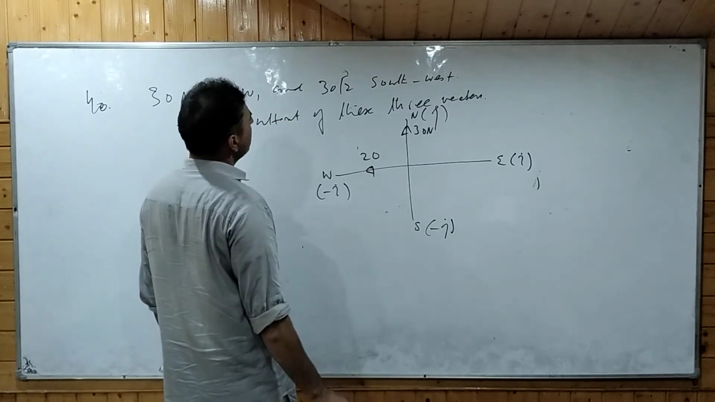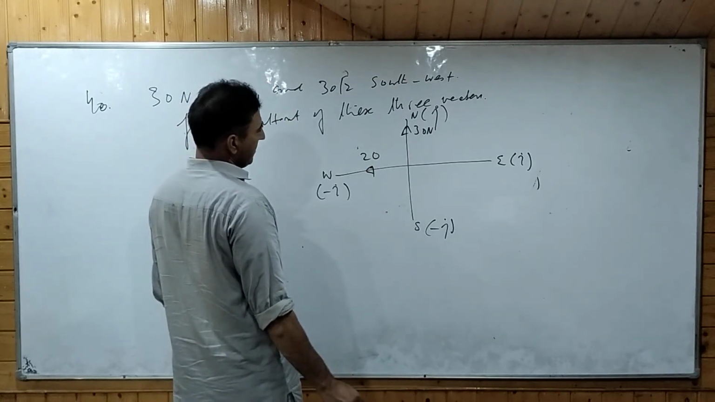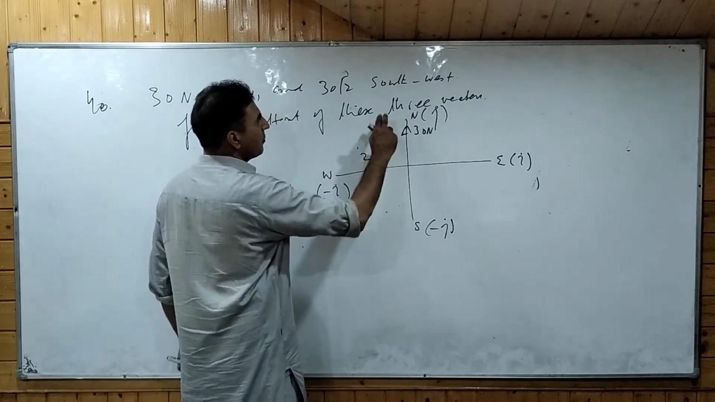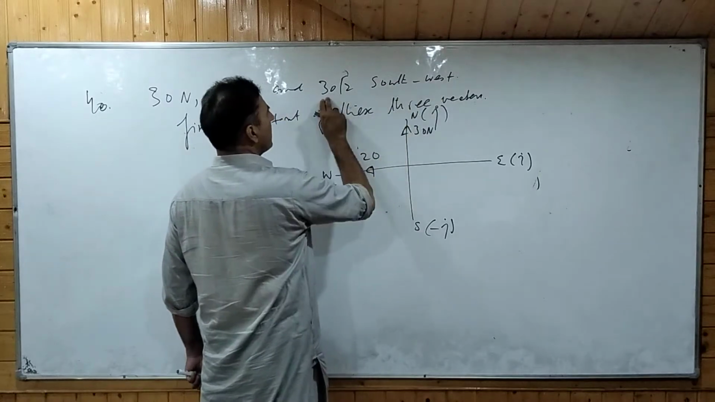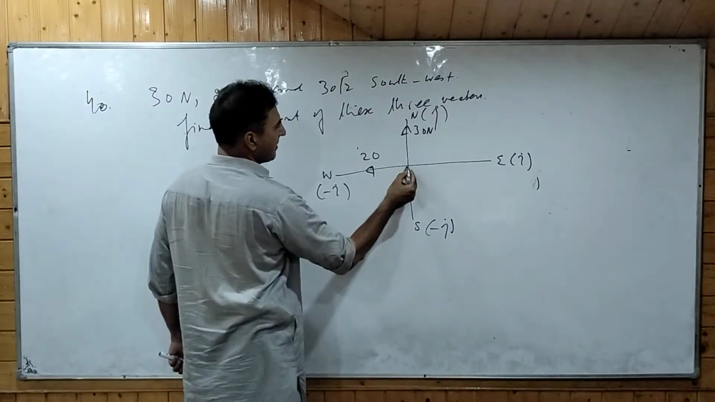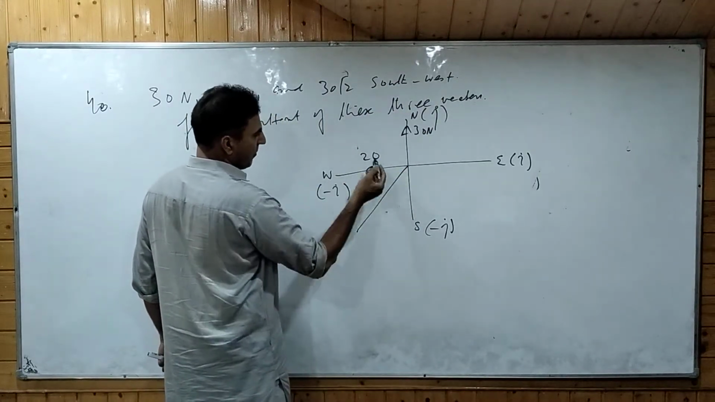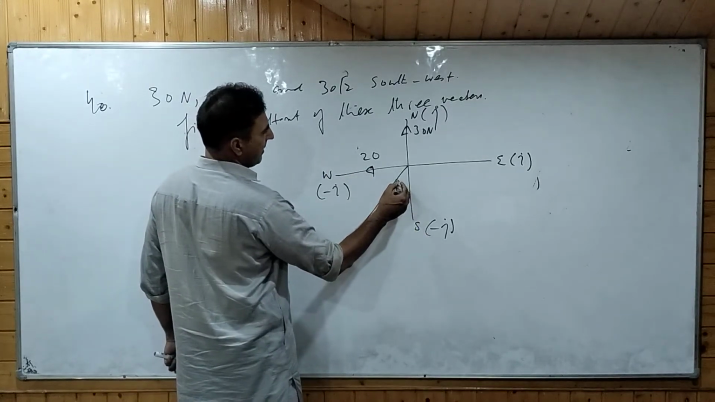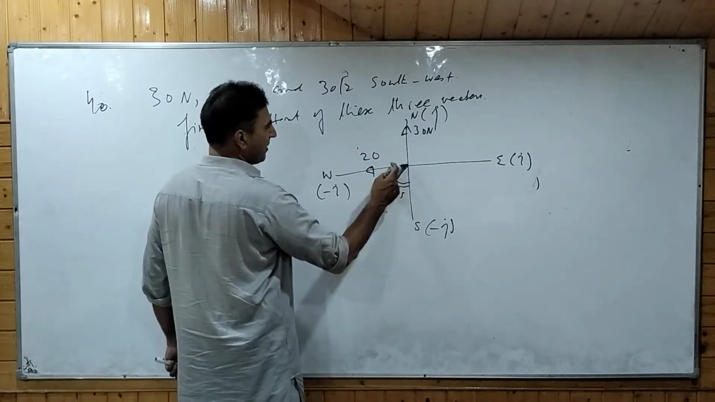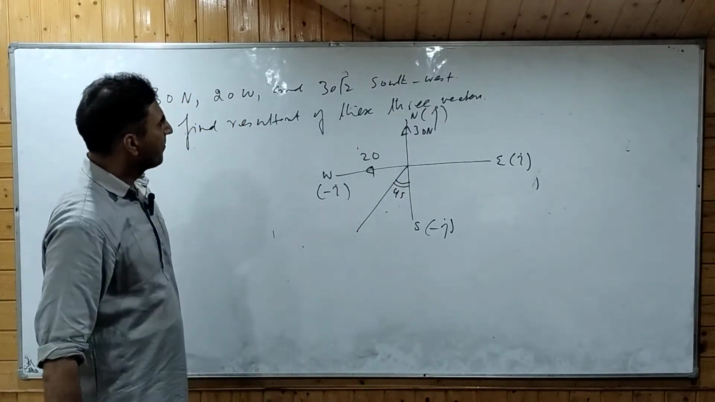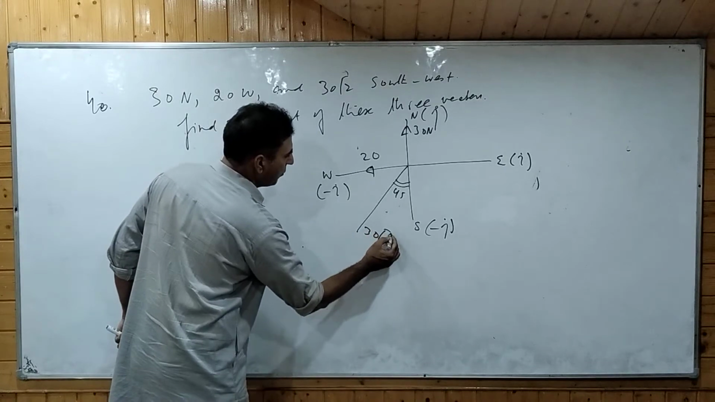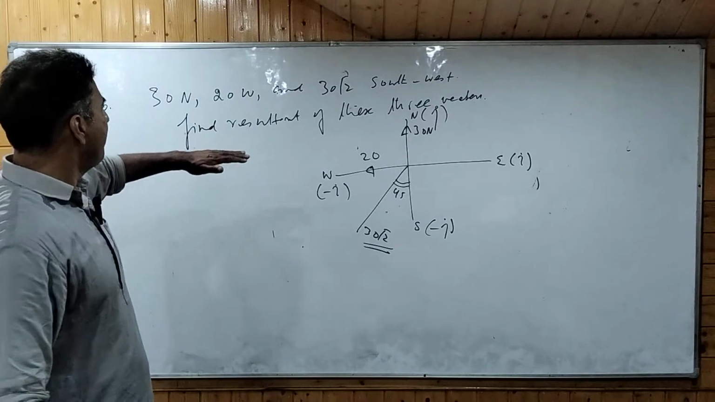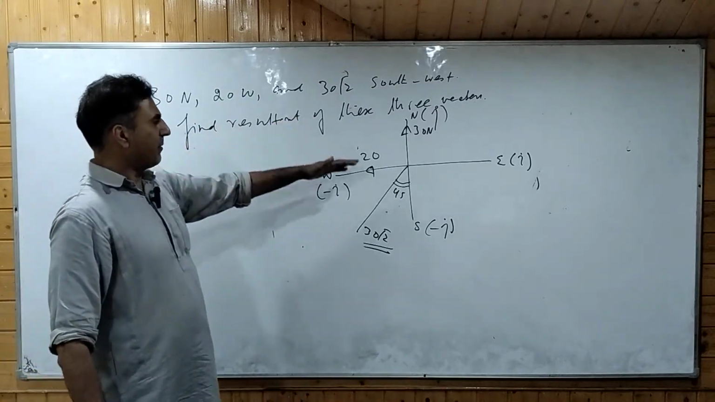And 30 root 2 southwest. Southwest is this quadrant. When you say 30 root 2 southwest, the vector is in between the two. It is 45 degrees either with west or with south. So it is 45. Let me make this 45. You can make this also 45, no problem. And this is 30 root 2. This you can make immediately, but you can do it the other way around also mathematically. But this is also one of the methods.